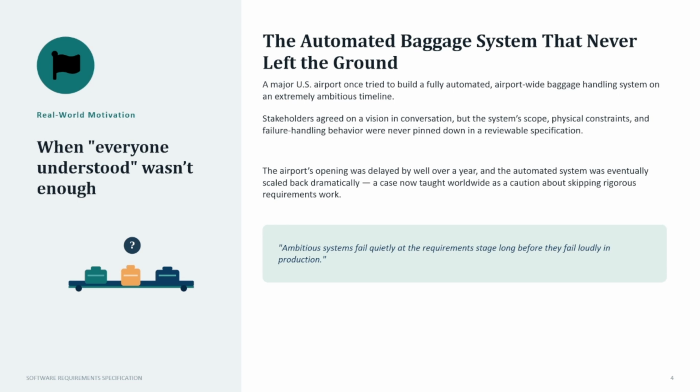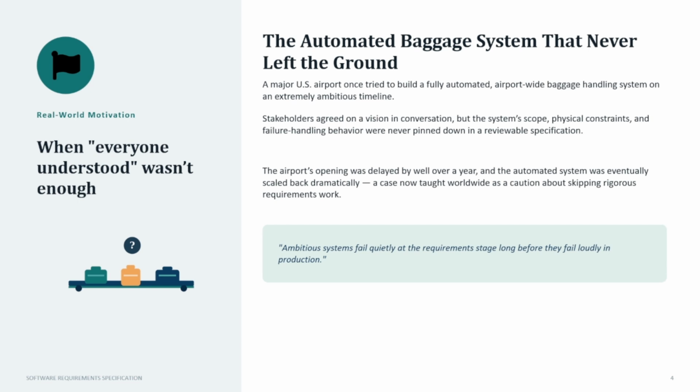Then the automated baggage system that never left the ground. Okay, we'll have an example here. A major US airport once tried to build a fully automated airport-wide baggage handling system on an extremely ambitious timeline. Stakeholders agreed on a vision in conversation, but the system's scope, specific physical constraints, and failure handling behavior were never pinned down in a reviewable specification. The airport's opening was delayed by well over a year, and the automated system was eventually scaled back dramatically, a case now taught worldwide as a caution about keeping rigorous requirement work.